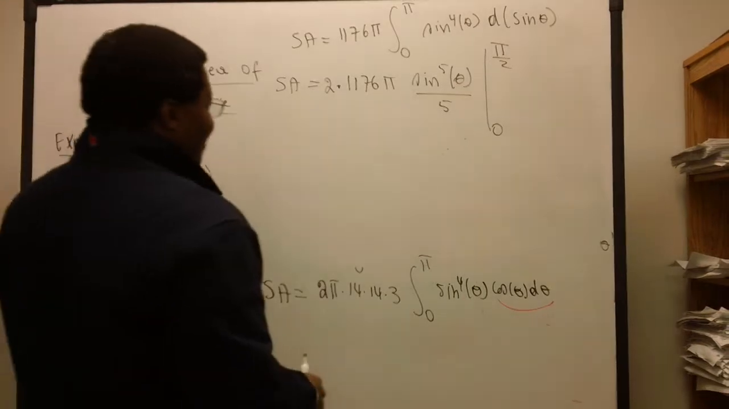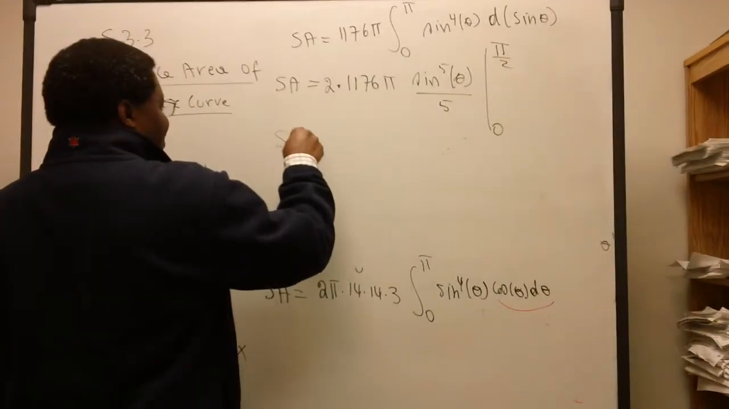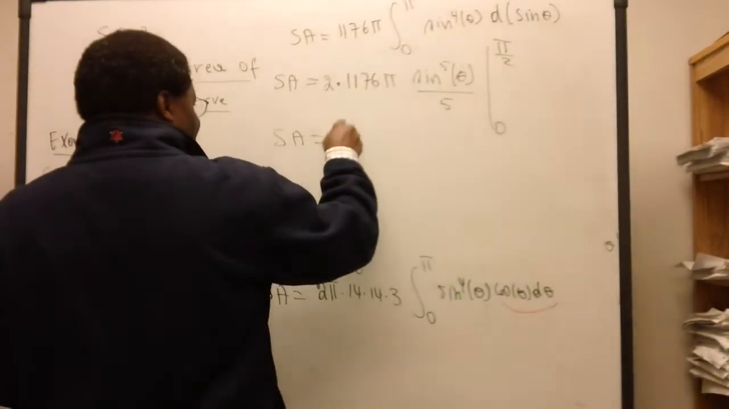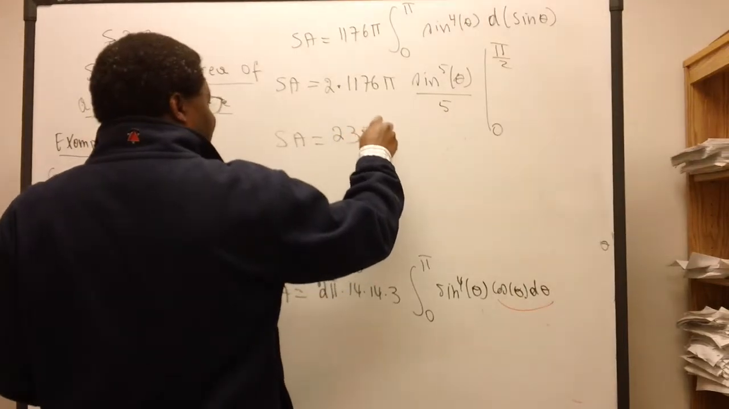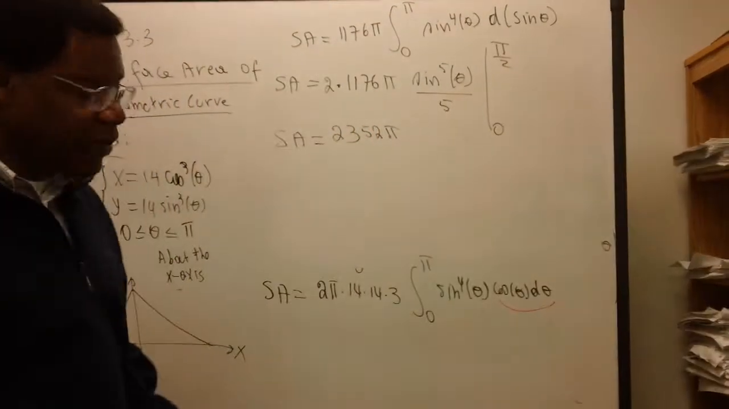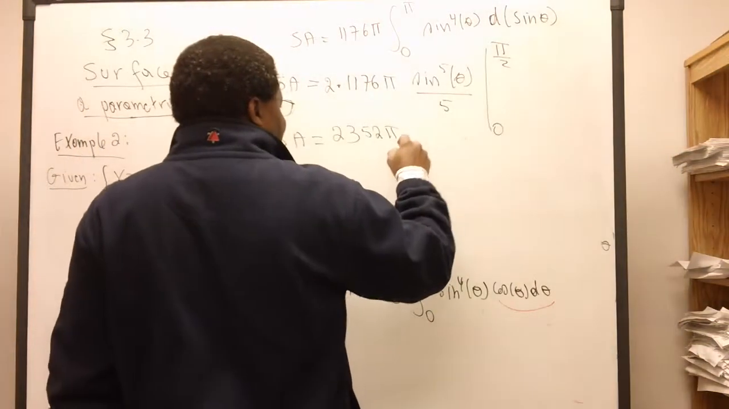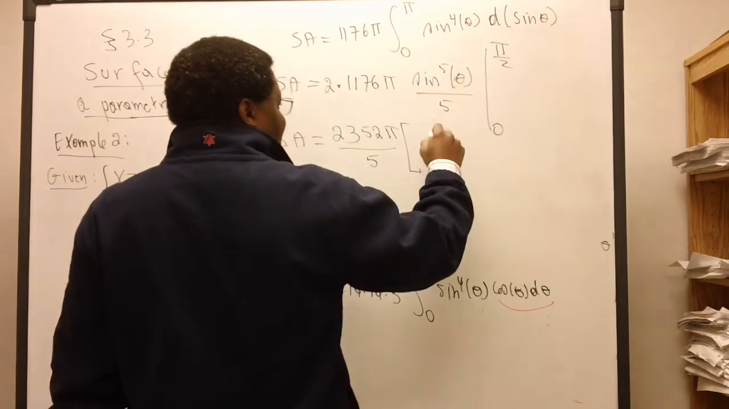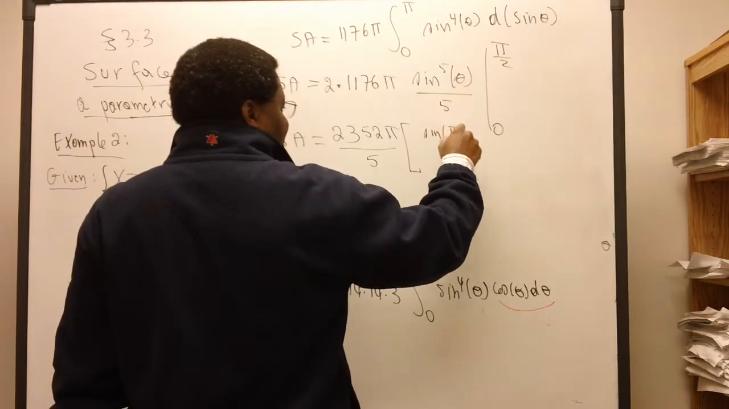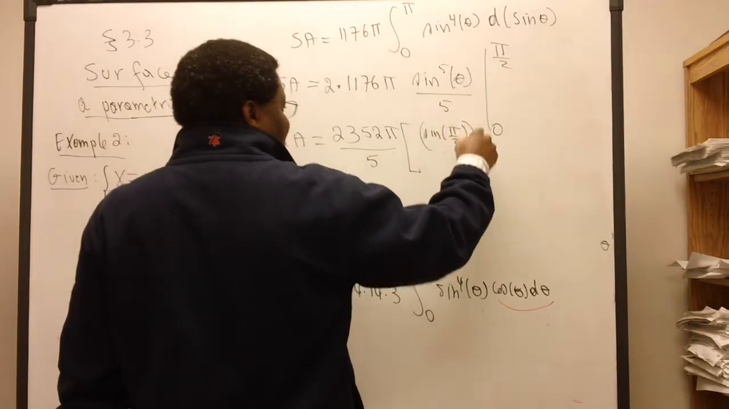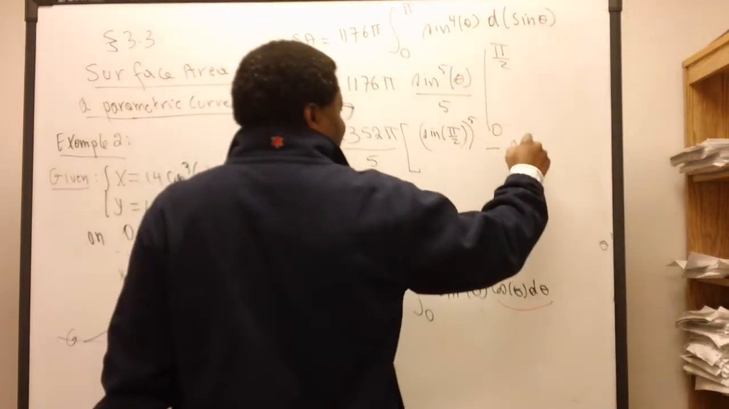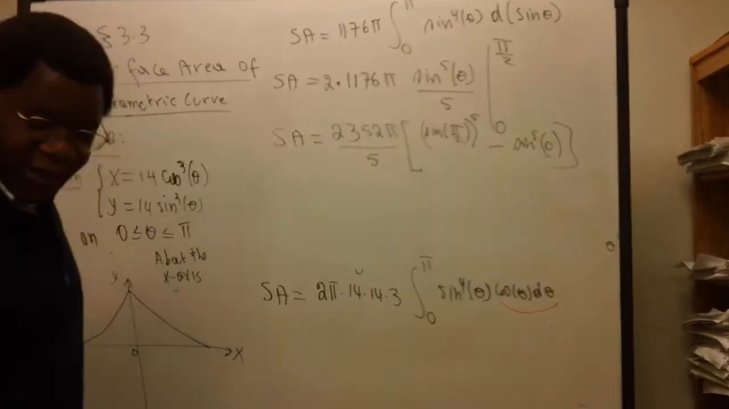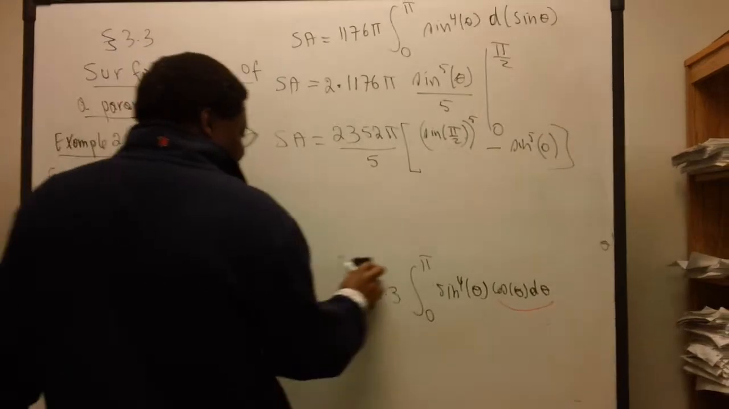So after I did this, my SA is then, you get 2352 pi times. Then I will evaluate sine to the 5th. Of course I can bring that 5 here, which is a constant. So then I can just evaluate as sine theta minus sine to the 5th of 0. And this gave me the answer.